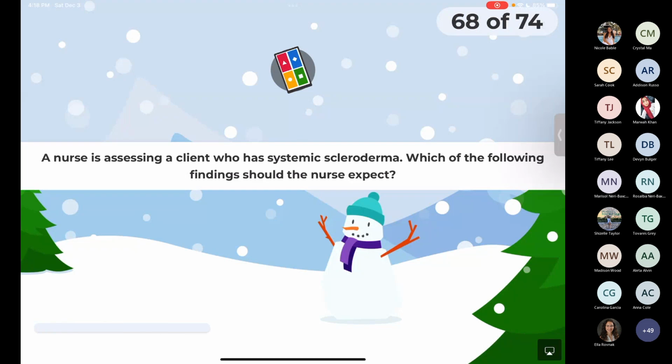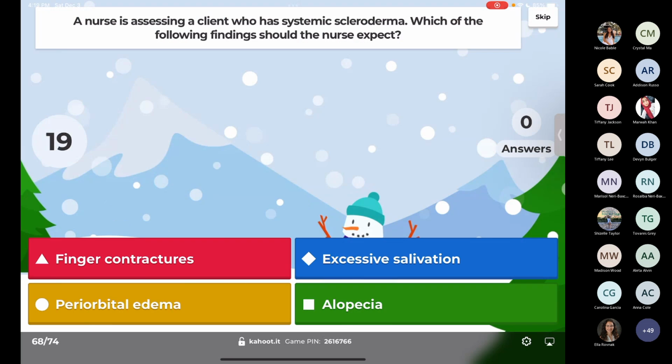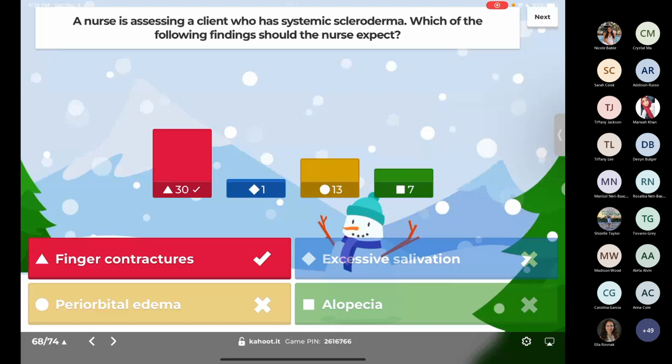A nurse is assessing a client who has systemic scleroderma. Which of the following findings should the nurse expect? Good job, guys. So we are really scared for finger contractures with this scleroderma because it's kind of thickening of our skin, connective tissues, etc.